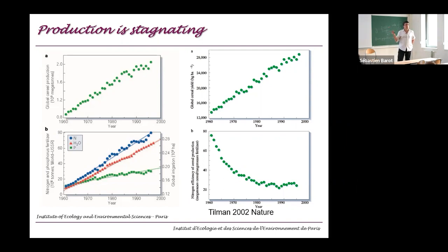The nitrogen is coming from the atmosphere. Basically, we're using the N2 from the atmosphere. But to get this N2, to fix this N2, to transform it into ammonium, basically we need a lot of energy. And the problem is that we're using gas as a source of energy.